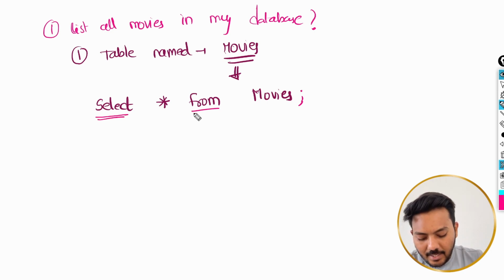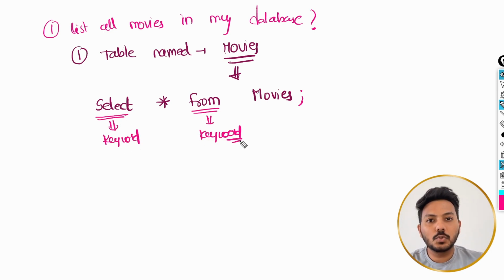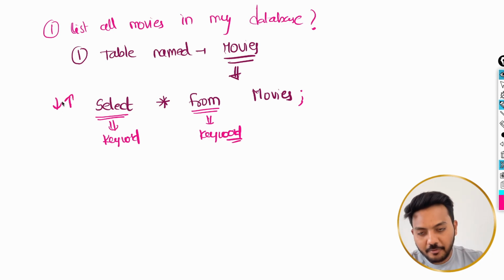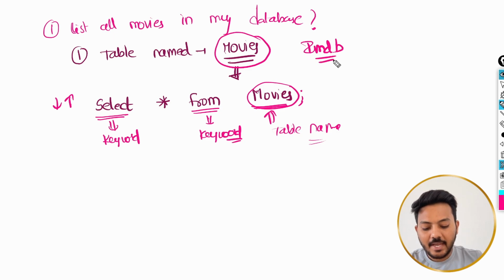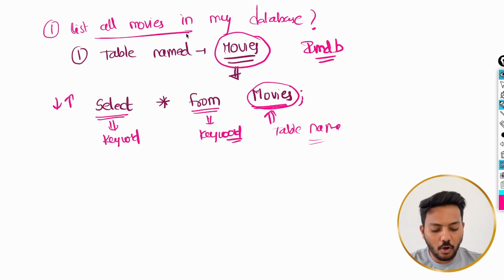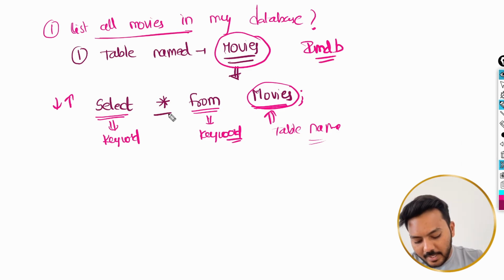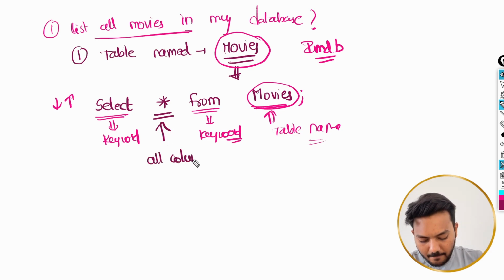So select and from are keywords, and these can be either uppercase or lowercase. It could be anything, but we will prefer using uppercase because it is the industry standard. And this is my table name. Here I'm using movies because I know that movies is the table inside my IMDb dataset in which I have the information about all of my movies. What is this star? It basically means select all columns.